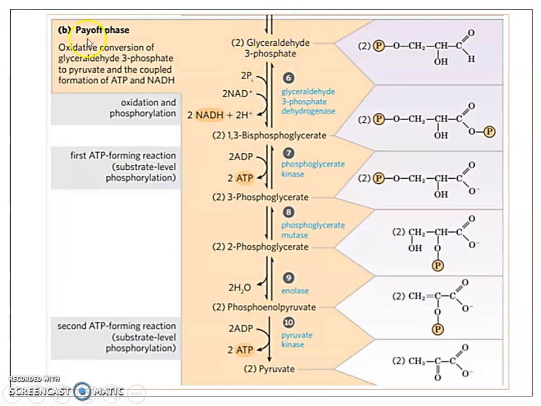And in the payoff phase, what is happening? It is the oxidative conversion of glyceraldehyde 3-phosphate to produce pyruvic acid, and this whole set of reactions in the payoff phase involves the production of ATP molecules at various stages. The payoff phase will be described in the next presentation. Fine, thank you.